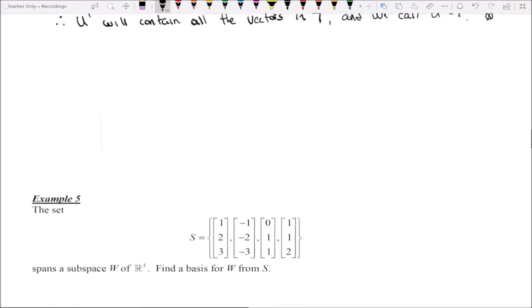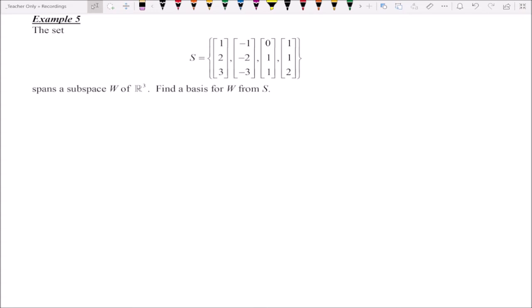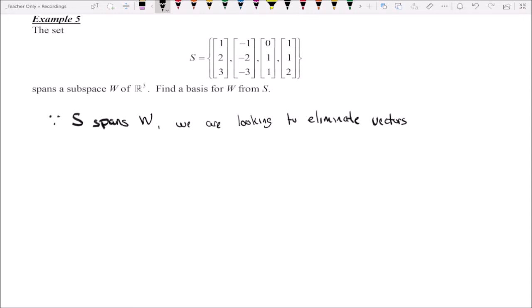So to actually see how this is applied, let's consider this set S of 4 vectors in R3, right? And we're going to say that this spans a subspace W of R3. We want to find a basis for W from S. Well, since S spans W, all we're doing is looking to eliminate vectors from S if it is necessary, to make it linearly independent.